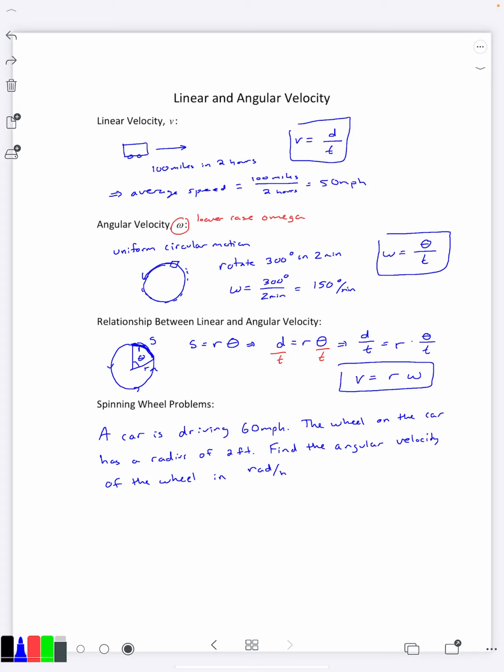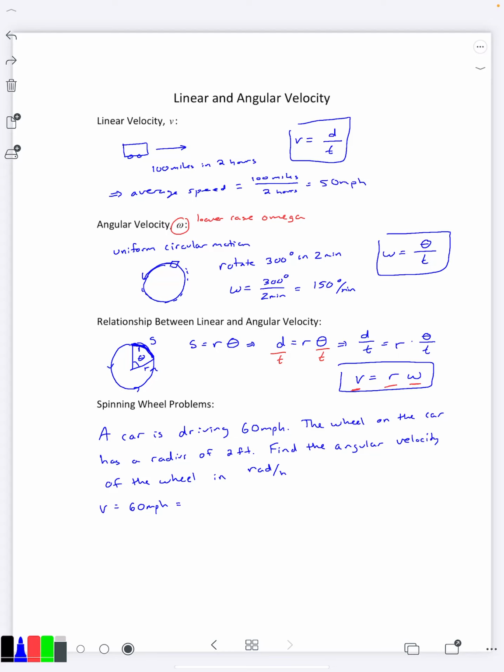Okay, so what we have here is 60 miles per hour. That is my velocity, 60 mph. So we got one thing in our formula up here. We're trying to find omega, so we need to put in our radius here. Now we do need to be careful. This 60 is miles per hour. My radius is 2 feet. Those are not the same units. I need to convert them. I need to either have all feet or all miles, otherwise things are not going to work out.